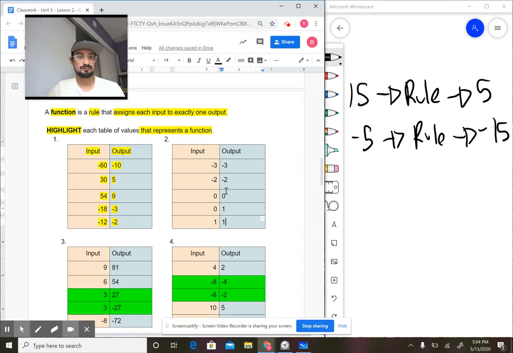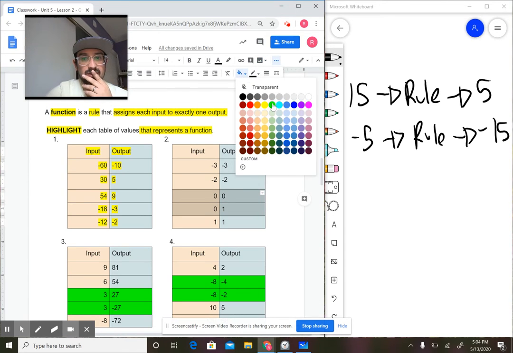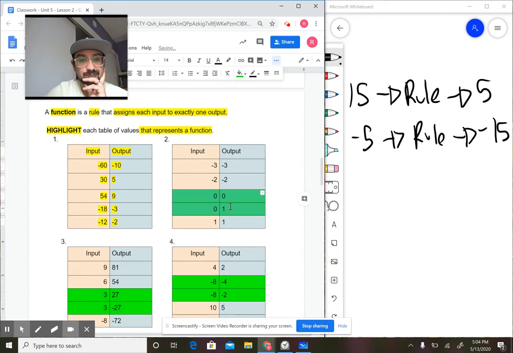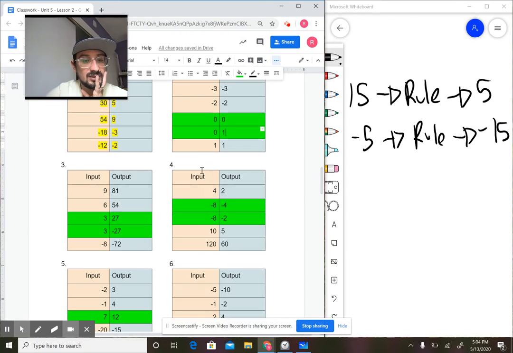Over here, you can see that the rule looks to be negative 3 equals negative 3, negative 2 equals negative 2, 0 equals 0, 0 equals 1. But if you look at these two right here that are highlighted, that 0 equals 1 does not obey the rule of whatever goes in goes out. The same thing goes in, the same thing goes out. That's the rule. But 0 does not equal 1, so that wouldn't be a function because the rule doesn't apply there. And so I wouldn't highlight this one.